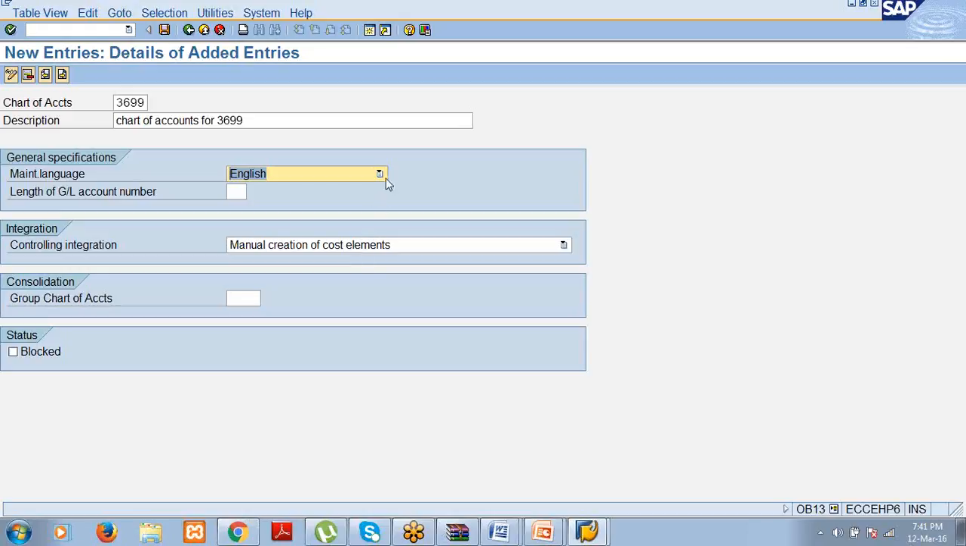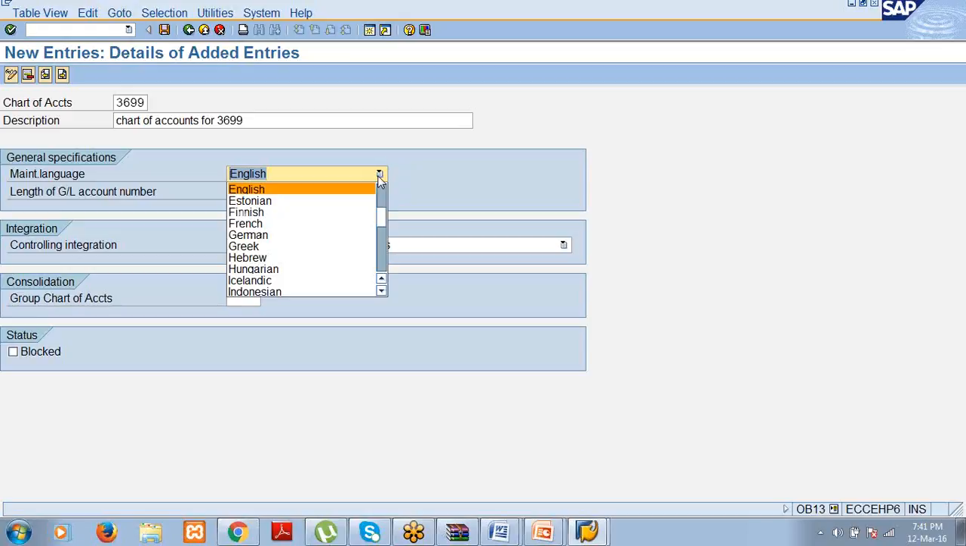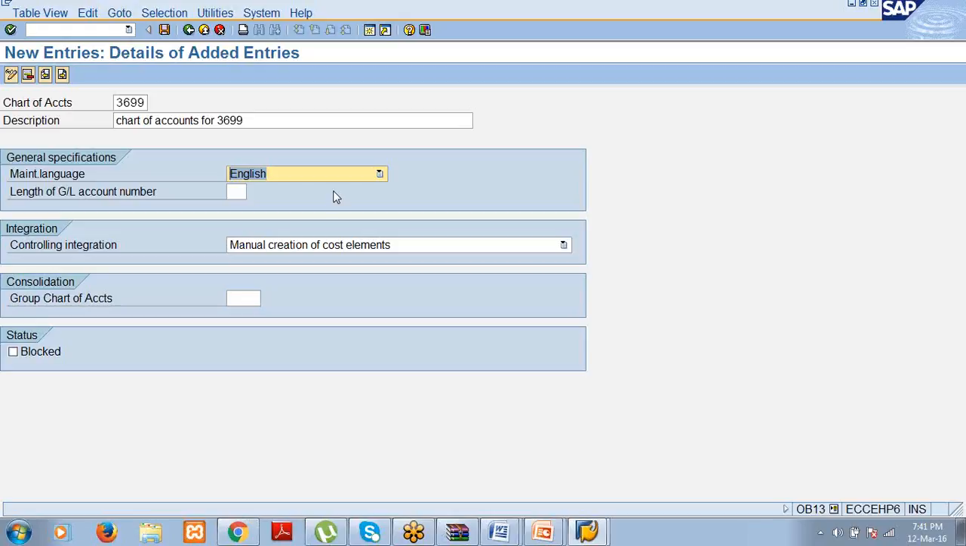Here, if you press on this, it is called a drop down menu, right? Whenever you see the drop down menu in any field, you can select from the drop down menu only. You cannot type manually, right? So maintenance language is English. So the GL accounts are managed in the English language.